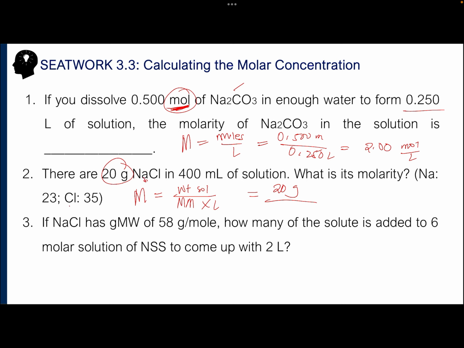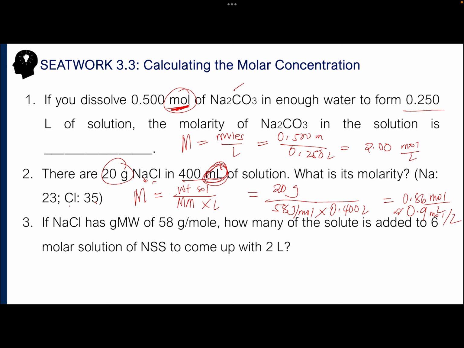So wala ta nila gitagaan og molar mass, so we will calculate the molar mass. Na is 23, dayon Cl kay 35. So we have molar mass nga 58 gram per mole. Multiply by the volume of the solution, which is 40 ml. So again, naka ml siya, so convert to liters. So 0.040 liters. And then using your calculator, the answer for this one is 0.86 mole per liter. Or if i-follow na to ang significant figure, this is one significant figure. So we will round up to 0.9 mole per liter.